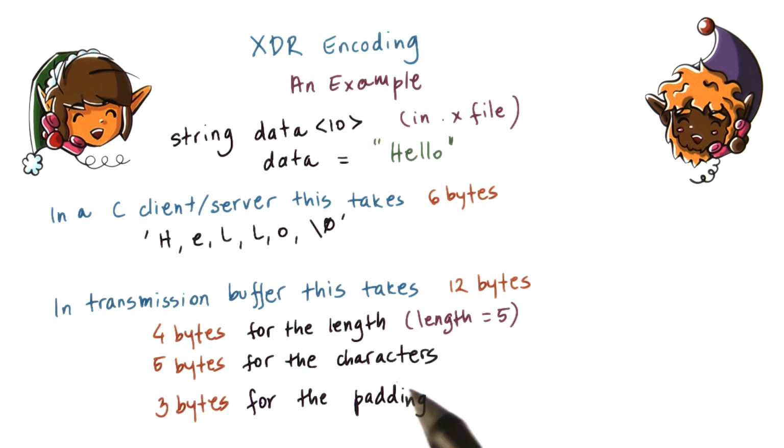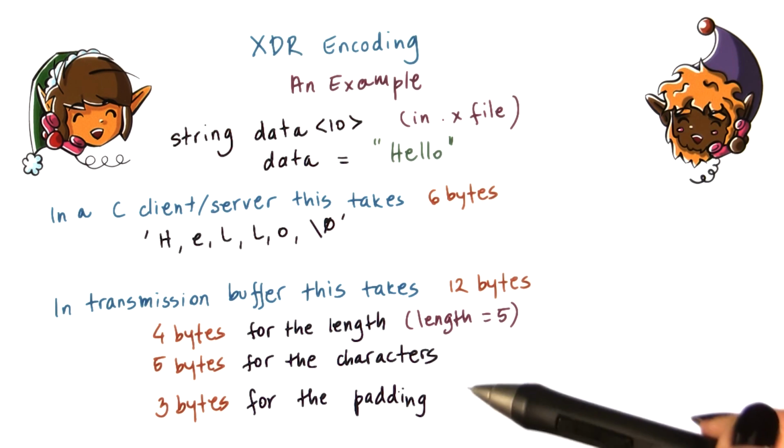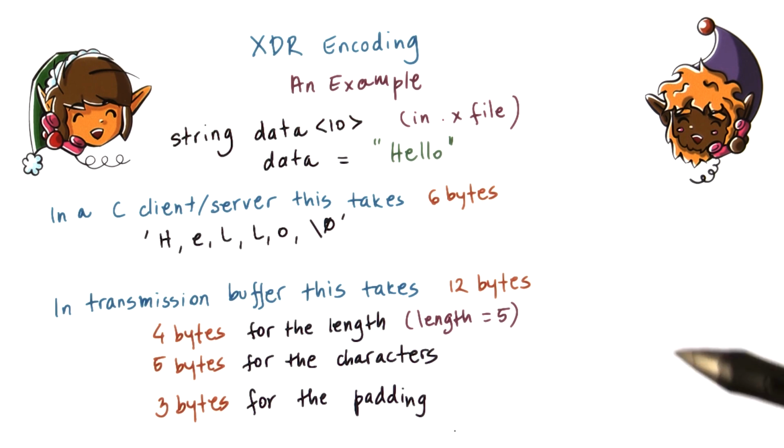And then at the very end, we will have 3 characters used for padding because XDR specifies that everything needs to be on 4-byte boundaries.